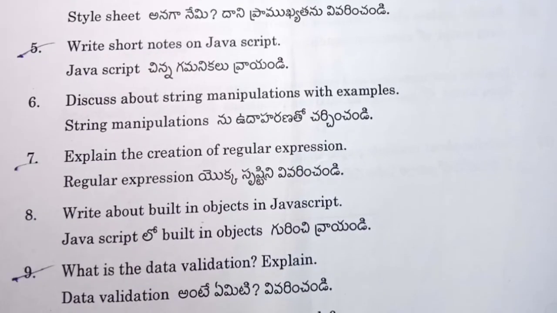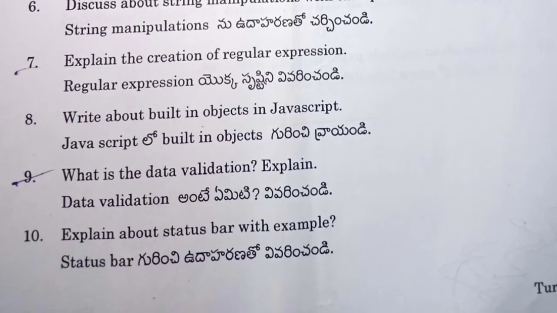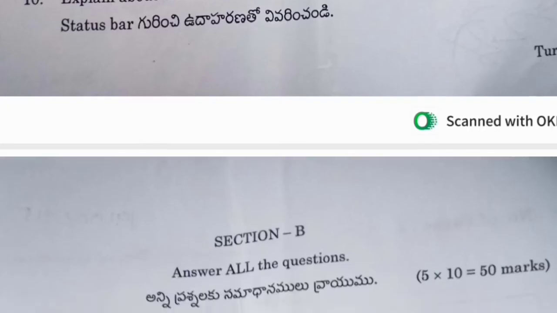Sixth, discuss about string manipulations with example. Seventh, explain the creation of regular expressions. Write about built-in objects in JavaScript. What is data validation? Explain the status bar with example program. Okay, so these are the 5 marks questions.